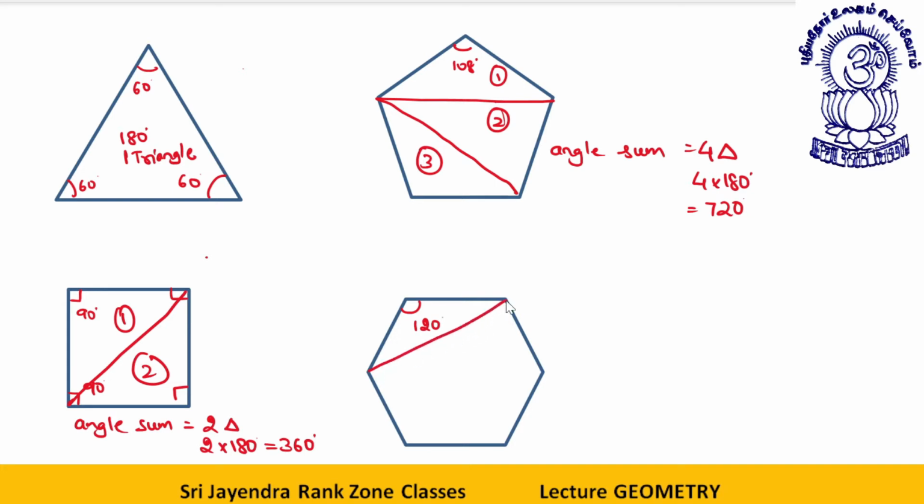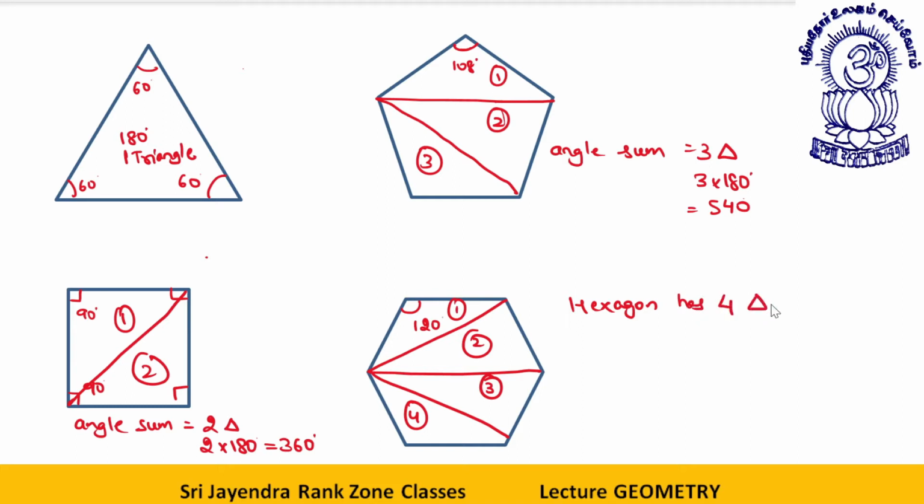Let's talk about this. I'm so sorry, how could I make such a mistake? This is 540 degree. I was explaining the pentagon, but I was thinking about the hexagon. So this is a hexagon now. This has one triangle, second triangle, third triangle, fourth triangle. So the hexagon has four triangles. The angle sum will be 4 into 180 degree, that is 720 degree.